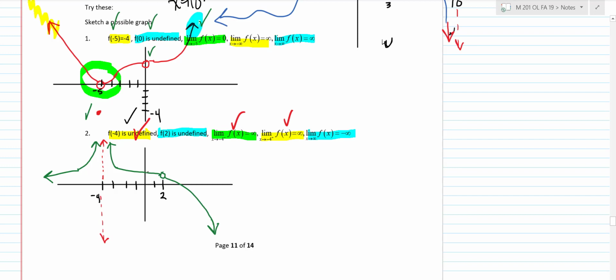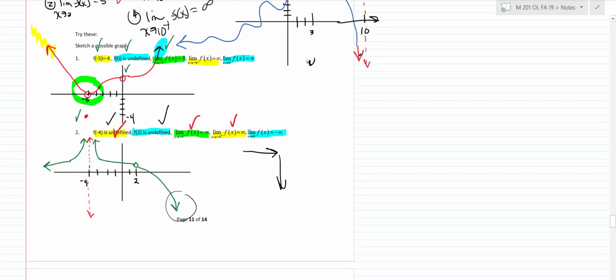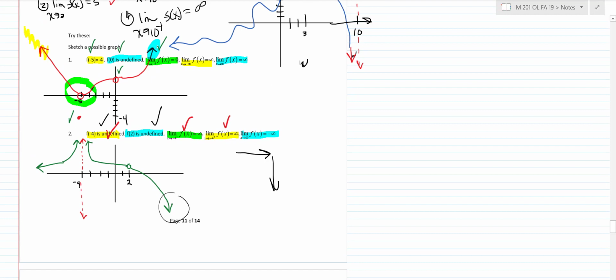Anytime you have a vertical asymptote, though, remember the graph has to go to infinity or negative infinity. Okay, so we got that. And then last we have, as x goes to infinity, y goes down. So you would have to have this little endpoint of the graph like that. Those are exercises that see how well you understand the language and how functions behave.